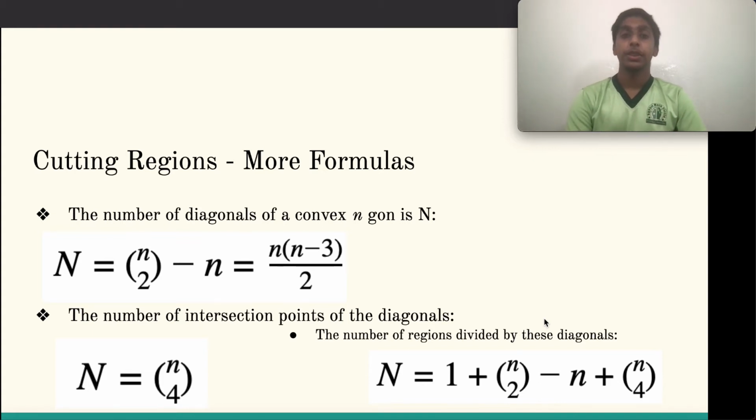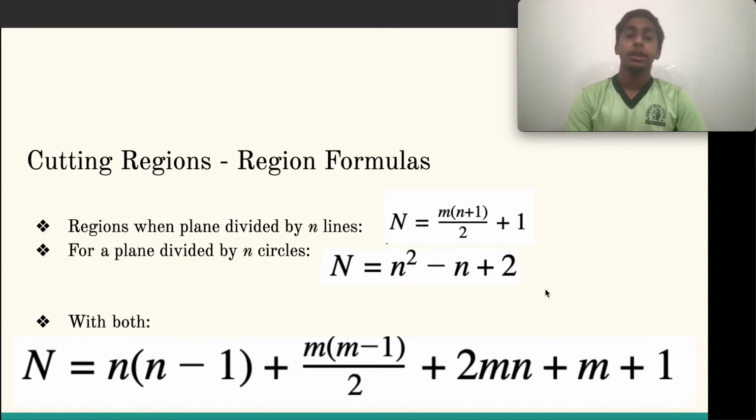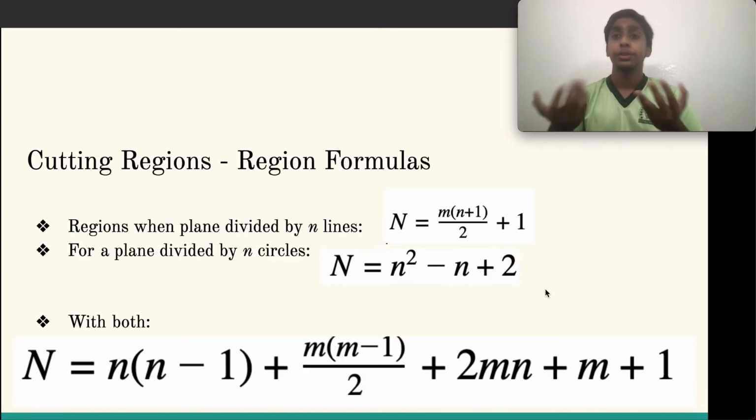Okay, so let's move on to the next slide here. Cutting regions, region formulas. When I say region formulas, these are formulas for when I'm given a plane and they're asking me how many regions are formed if I do this. How many regions are formed if there's 5 lines cutting through it? How many regions are formed if there's 4 circles cutting through it? How many regions are formed if there's 4 circles and 5 lines? So again, it's just the number of regions you have in this plane.